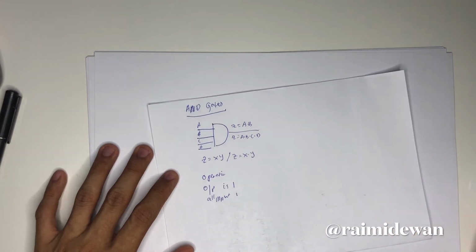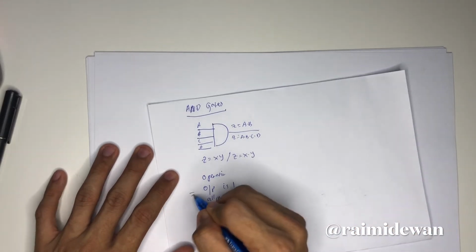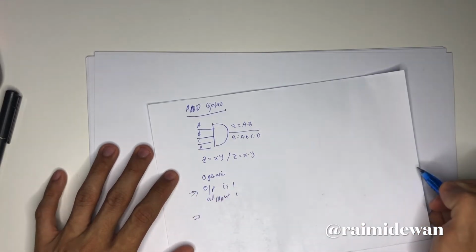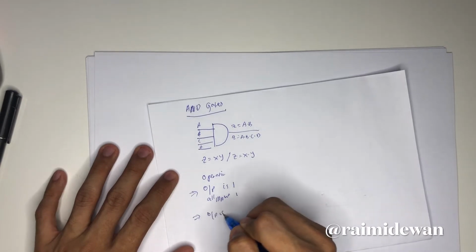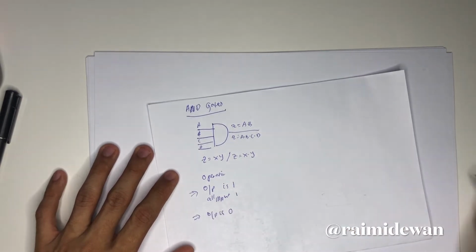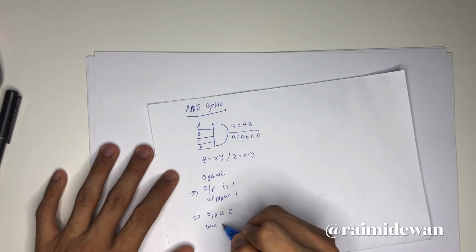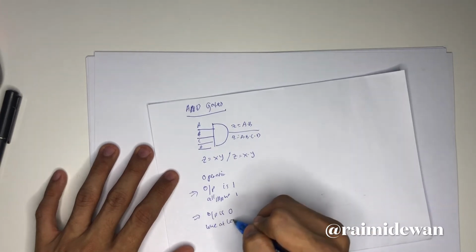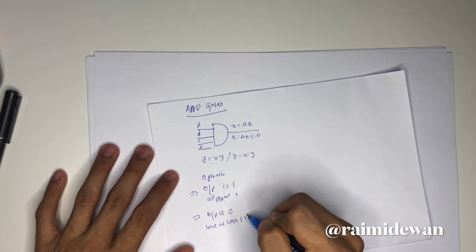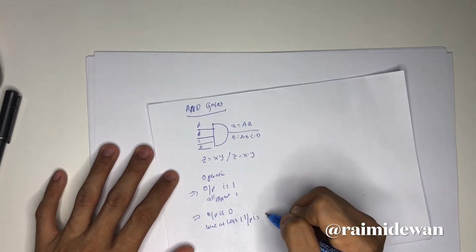The logic operation is that the output is 1 when all inputs are 1. The other logic operation is that the output is 0 when at least one input is 0.